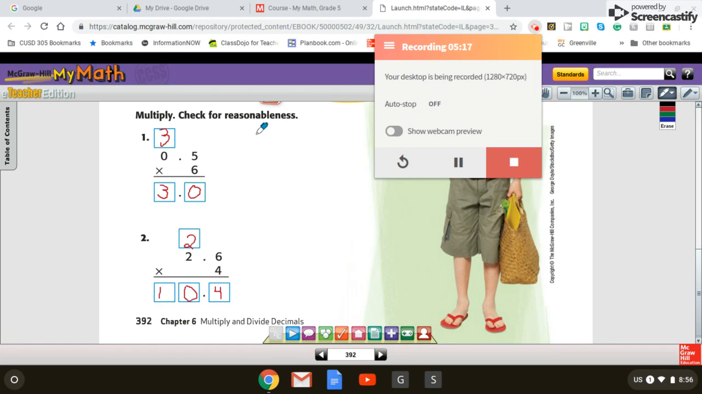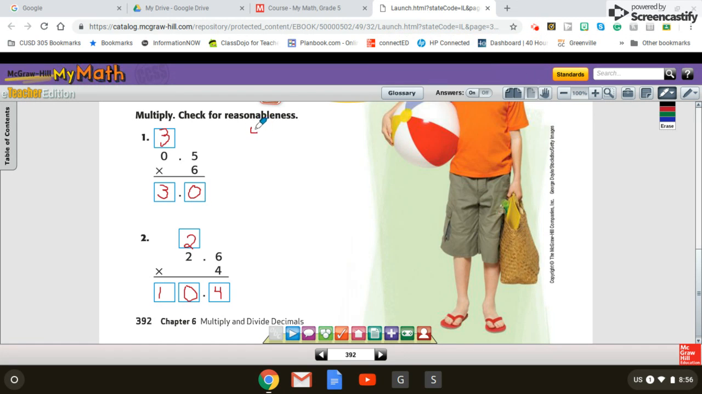All right, so do this next problem, which is problem number 3. I want you to do 62 hundredths times 3. Pause the video and do that. 62 hundredths times 3.